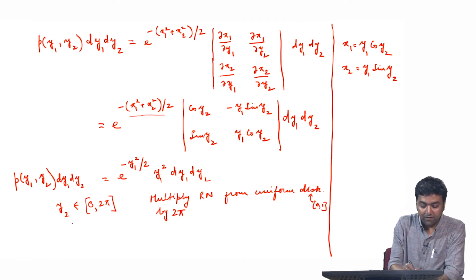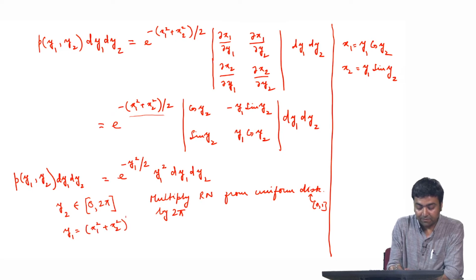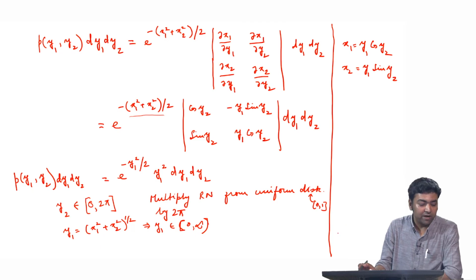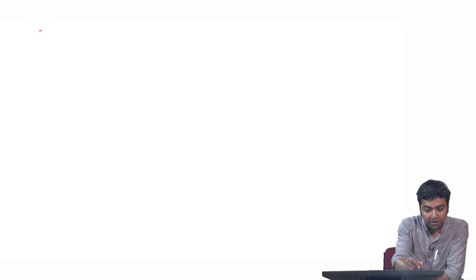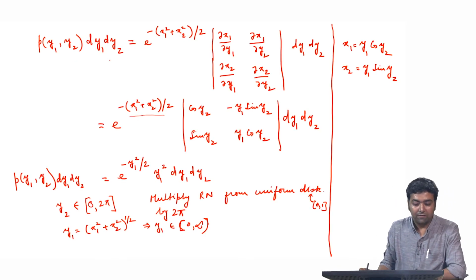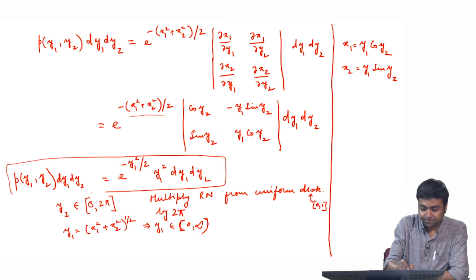And what will be the range of y1? y1 can take any value, because y1 is (x1 square plus x2 square) to the power half, so in principle y1 can take any value ranging from 0 to infinity. Now the question is how to relate y1 to a set of random numbers which lie between 0 and 1. To do that we make another assumption. Let me define a new variable u equal to half y1 square. That implies y1 is equal to root 2u. From here, du is given by y1 dy1. So, I will now plug this into this expression.